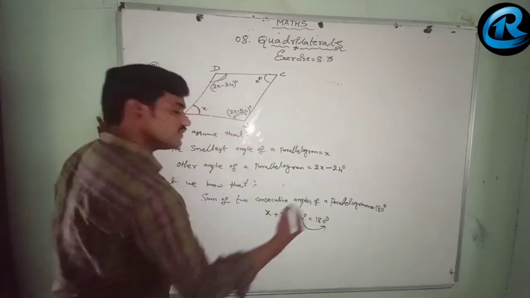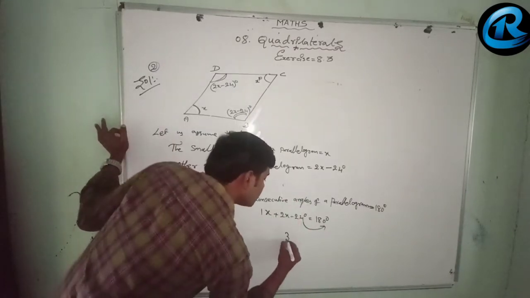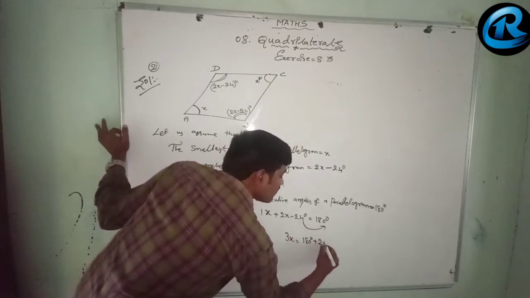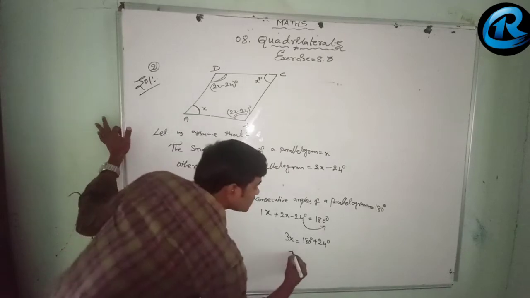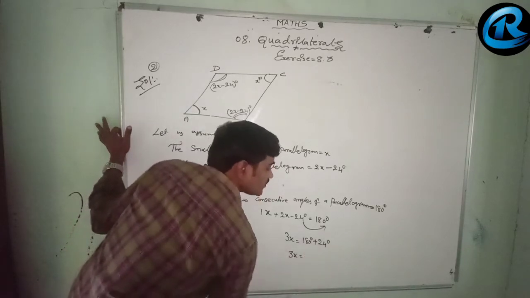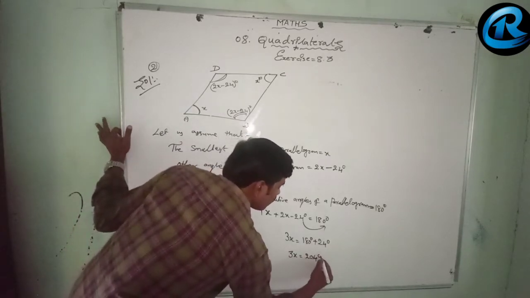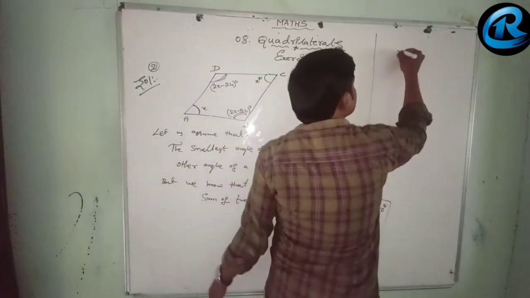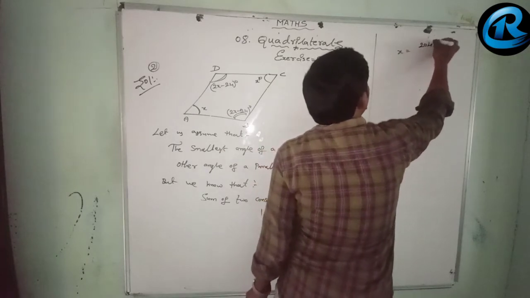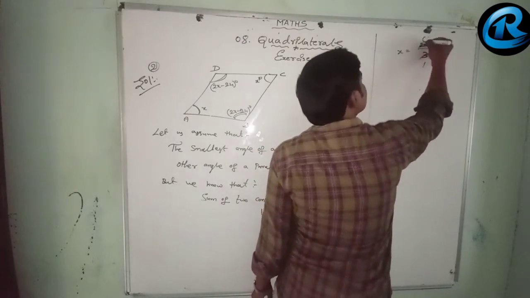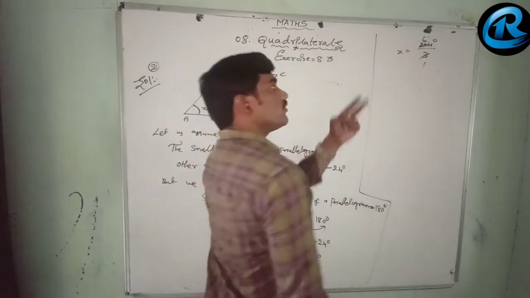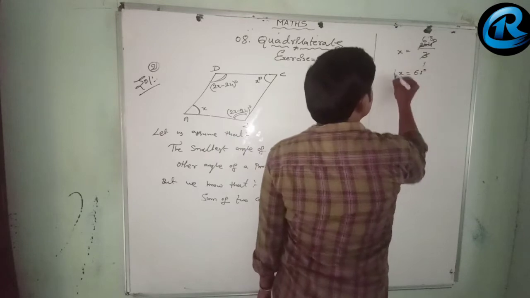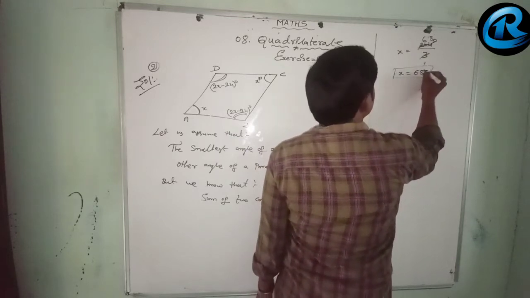This minus 24 degrees will transfer to the other side. x plus 2x is 3x. 3x equal to 180 plus 24, that is 204 degrees. This 3 will transfer to the other side, so that we get the x value. x equal to 204 by 3. 3 times 6 is 18, 2 left, that becomes 24, 3 eights are 24. So x equal to 68 degrees.